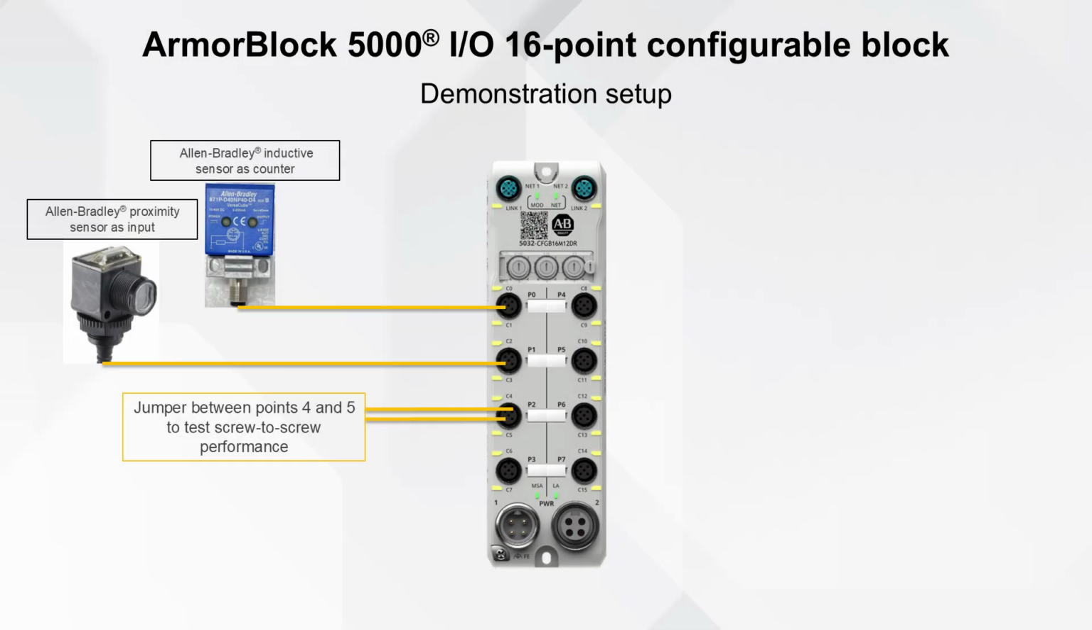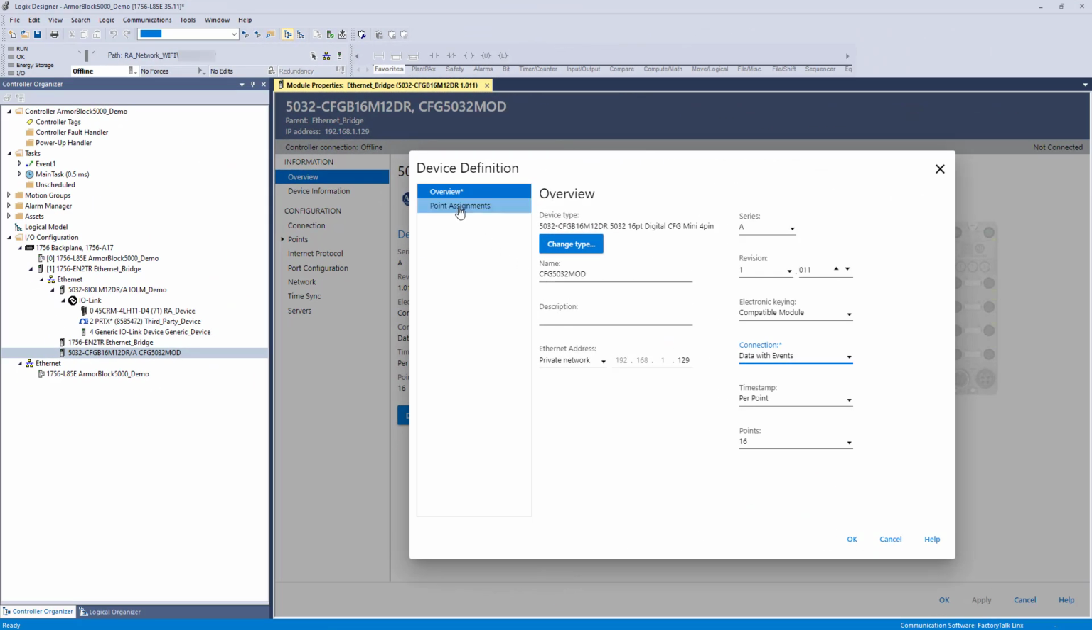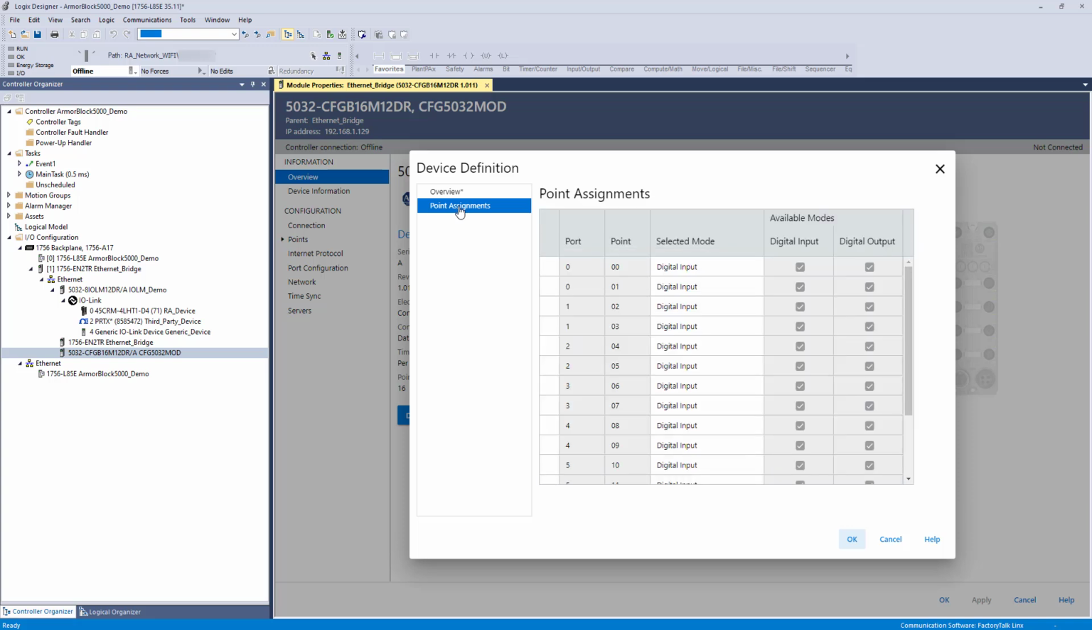For this example, we have an inductive sensor used as a counter for channel 0, a proximity sensor used as a digital input on channel 2, and a jumper between channels 4 and 5, which will be used to measure module performance. Let's set the channels on the Point Assignments tab to match the physical setup we're using.